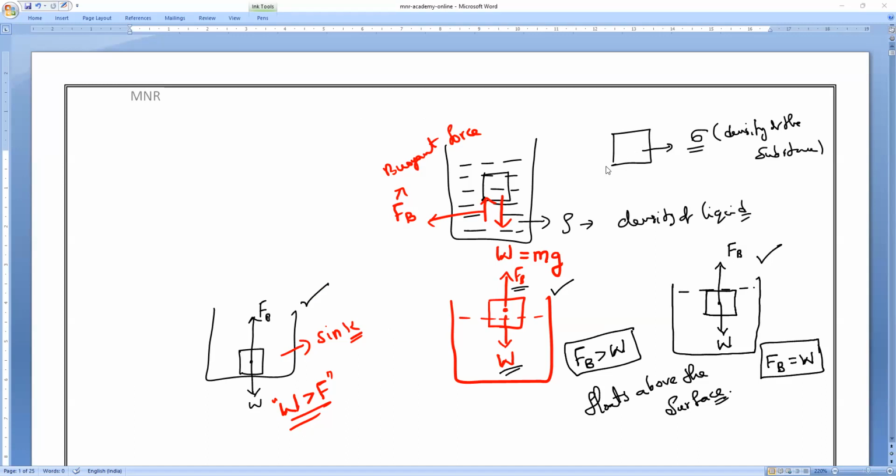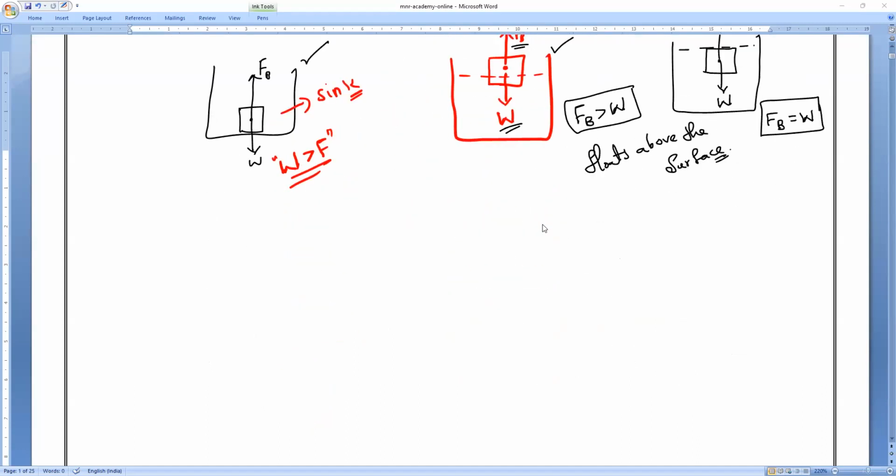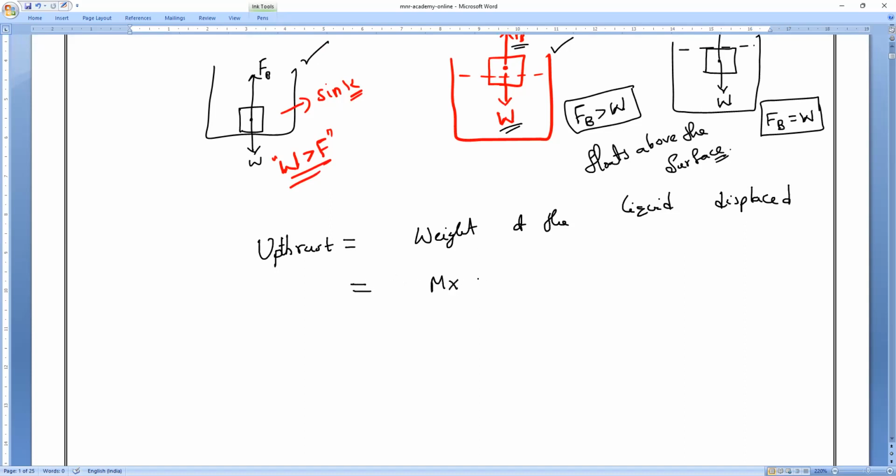But yesterday we also found the two formulas for upthrust and weight. Do you all remember? What is the upthrust formula, everyone? Upthrust is equal to the weight of the liquid displaced. Weight is equal to mass times g, acceleration due to gravity. Mass can be replaced by the density formula. Mass is equal to density times volume. Volume of what? Volume of the liquid displaced.